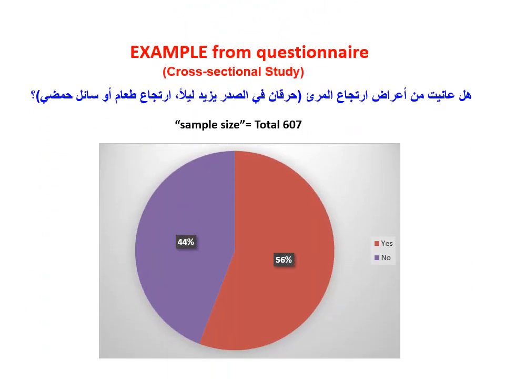We have here an example from a questionnaire in a cross-sectional study. We ask about the symptoms of GERD, gastroesophageal reflux. We take the sample size or population sample, total 607 people, and ask about the symptoms of GERD. The question was: did you suffer from symptoms of reflux such as heartburn that increases at night, or regurgitation of food or acidic fluid?